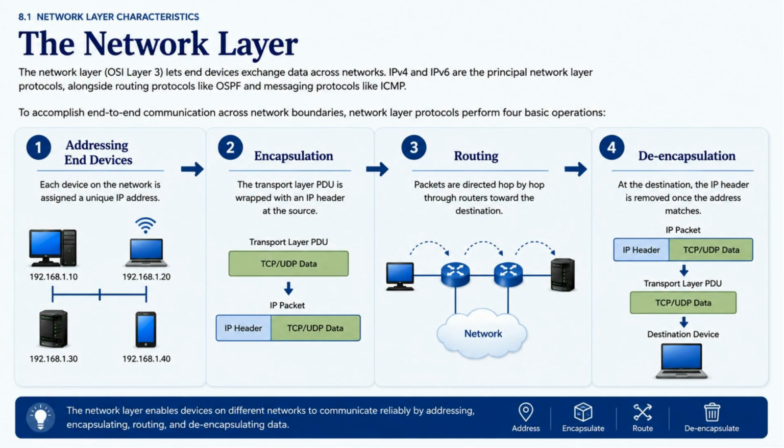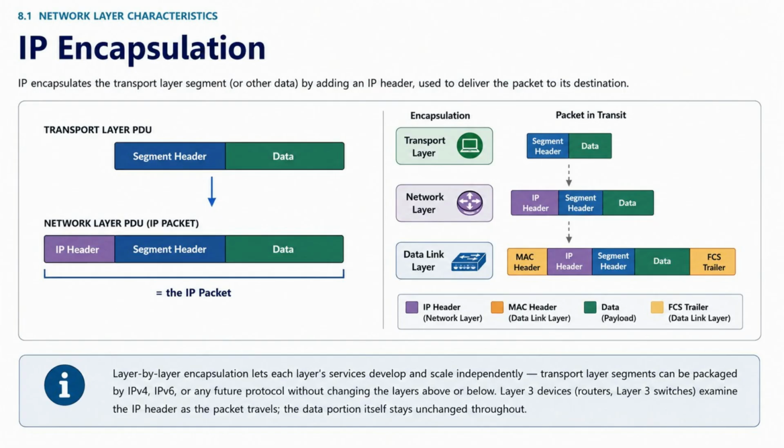Walk the four-step flow on screen: addressing end devices, encapsulation, routing hop-by-hop, and de-encapsulation at the destination. IP encapsulation wraps a transport layer segment with an IP header to form the IP packet, shown on screen as segment header plus data, becoming IP header plus segment header plus data. This layered approach lets each layer develop independently. A transport segment can be packaged by IPv4, IPv6, or any future protocol without changing anything above or below it.